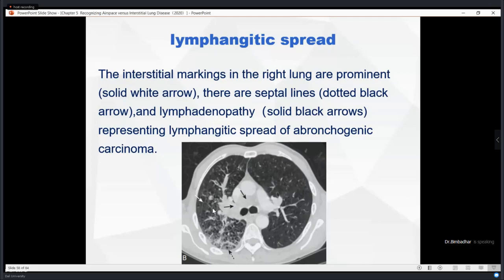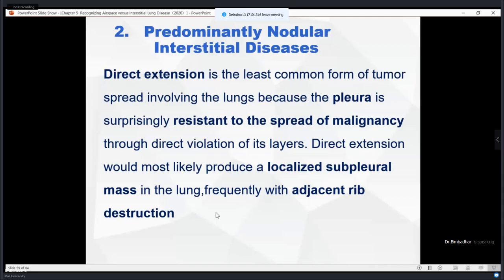Okay, generally, I can see this is a male because there is no breast shadow. So most probably we can associate this person with prostate cancer or testicular cancer, usually seminoma, right? So that is the lymphogenic spread. Then there will be direct extension because of the pleura, and there is a resistance to the spread of the malignancy due to the direct violation of its layers.